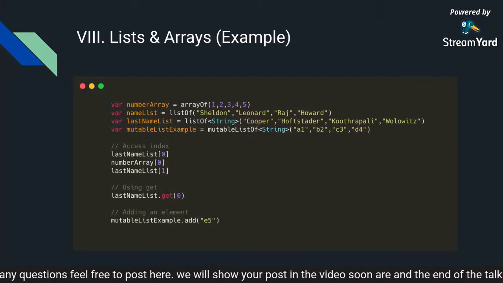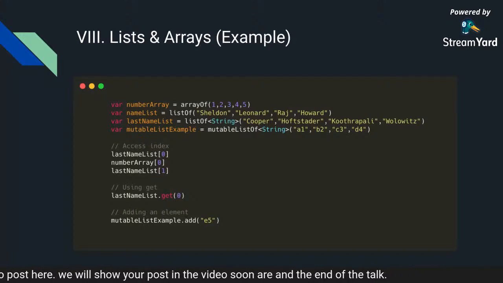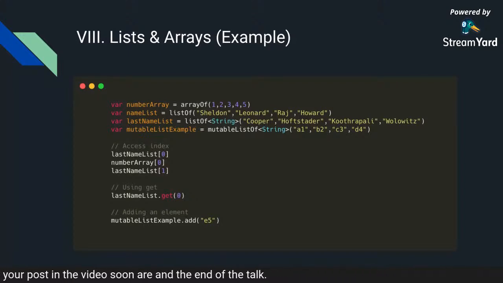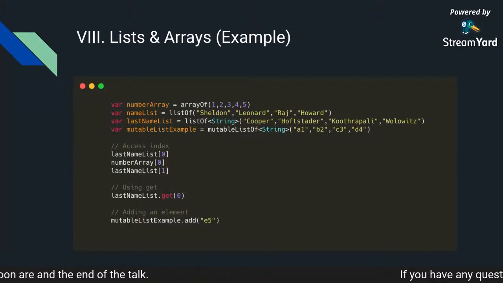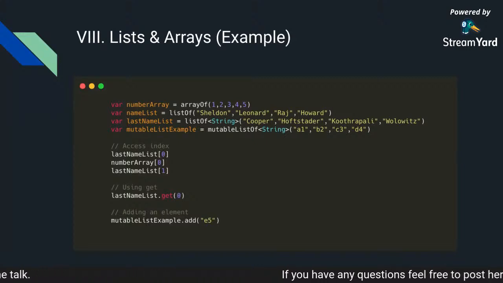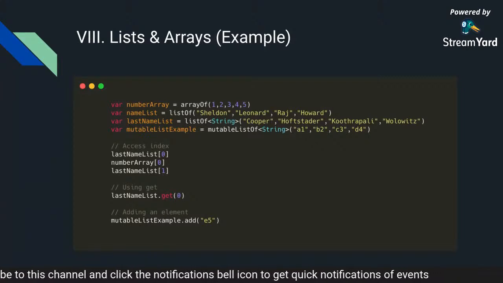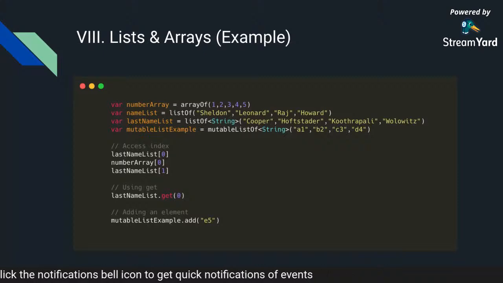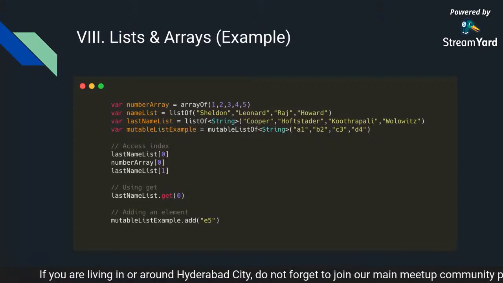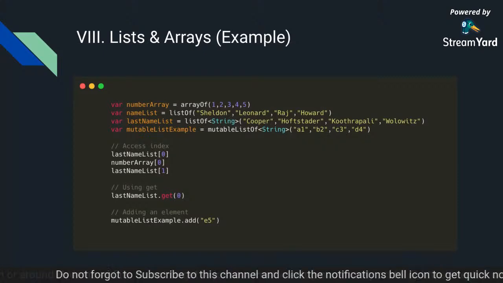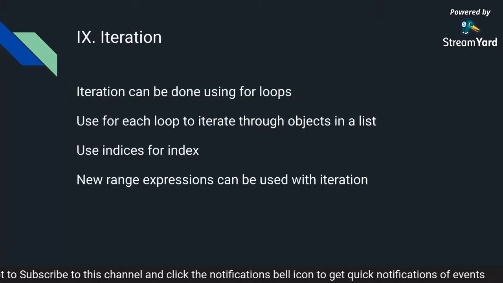So far we have covered values, variables, functions, top level functions, and how to have a return type for a function. We have checked nullability, gone through some conditional checking, and we have lists now. So far we have covered seven brief topics that are there in any programming language in general, right? Now let's talk about iteration.